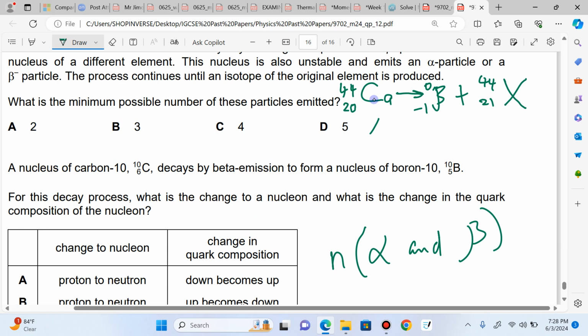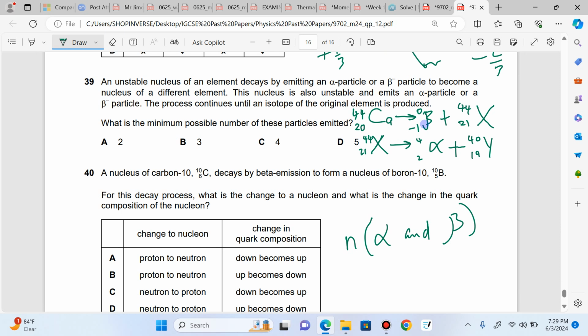When this element X that is formed, 44, 21, emits an alpha particle, 4, 2, what will be produced? Let's go. 44 minus 4, I have 40 here, and then 21 minus 2, I have 19 here. So an element Y is produced.